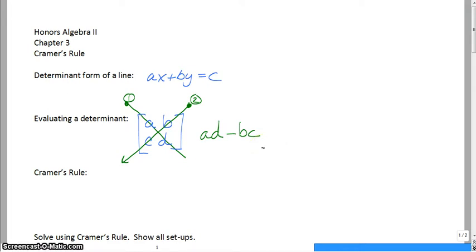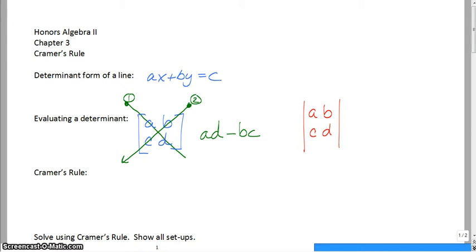Another way of writing determinant is actually just having the matrix with vertical lines, almost like it's a gigantic absolute value. That is also saying to find the determinant.